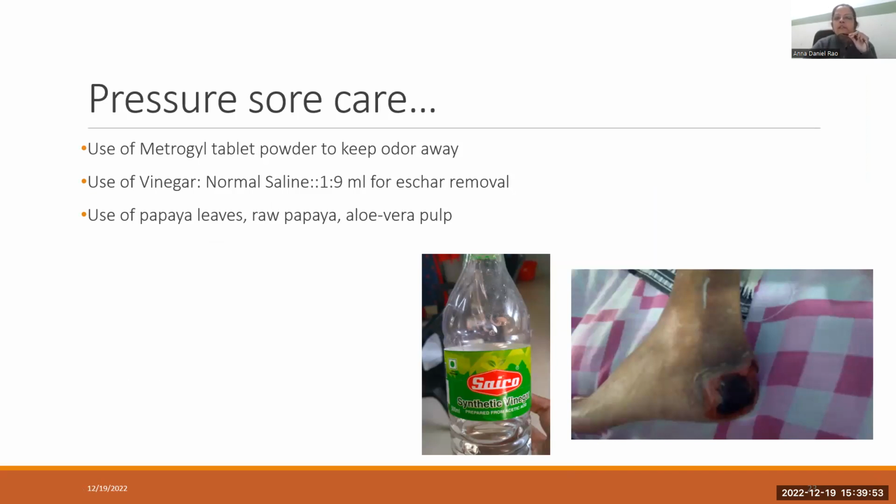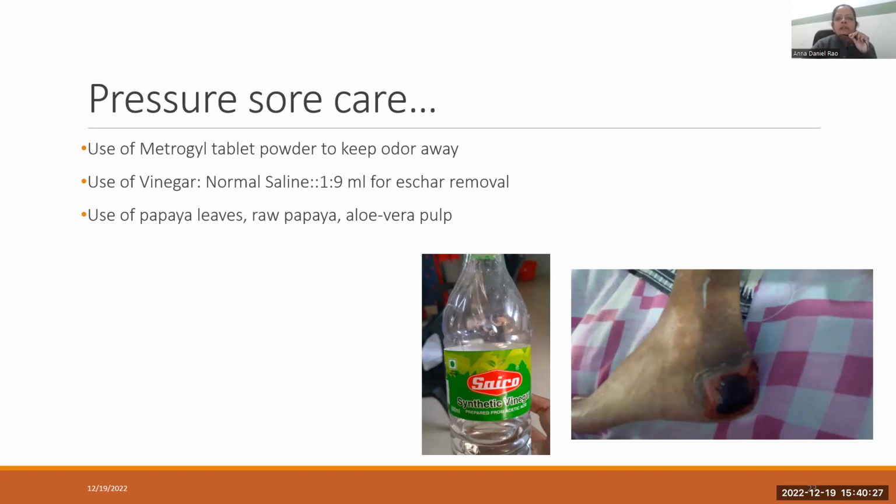Then when there is a bad odor coming out of the wound, at that time Metrogyl tablet powder is sprinkled over the wound. Here we advise the patient to crush the Metrogyl tablets and preserve the powder in an airtight container. Whenever the dressing is to be done, after cleaning the wound, they can sprinkle the powder over the wound.